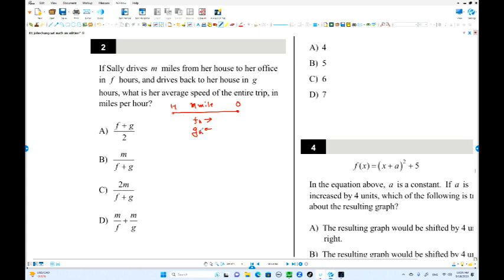What is the average speed of the entire trip? Okay, the round trip, average speed. What is the definition of average speed? Total distance over total time taken. Total distance is the same road, 2N. What is the total time? F hours, G hours for the entire trip. It takes F plus G hours. That is the average speed. Okay, so choice C is the answer.